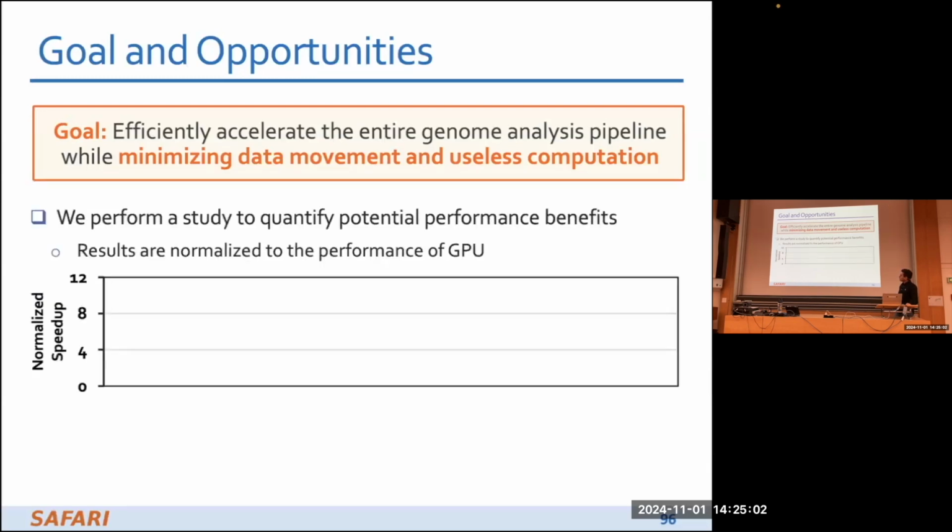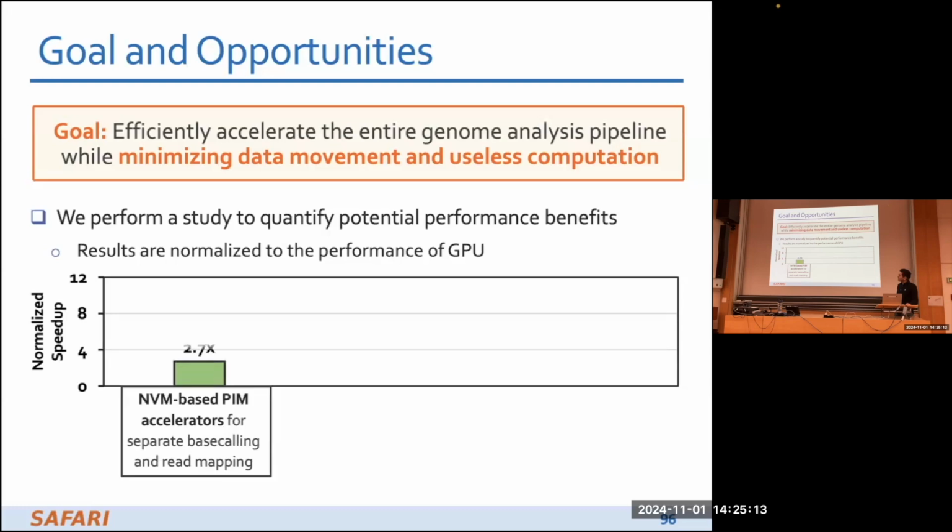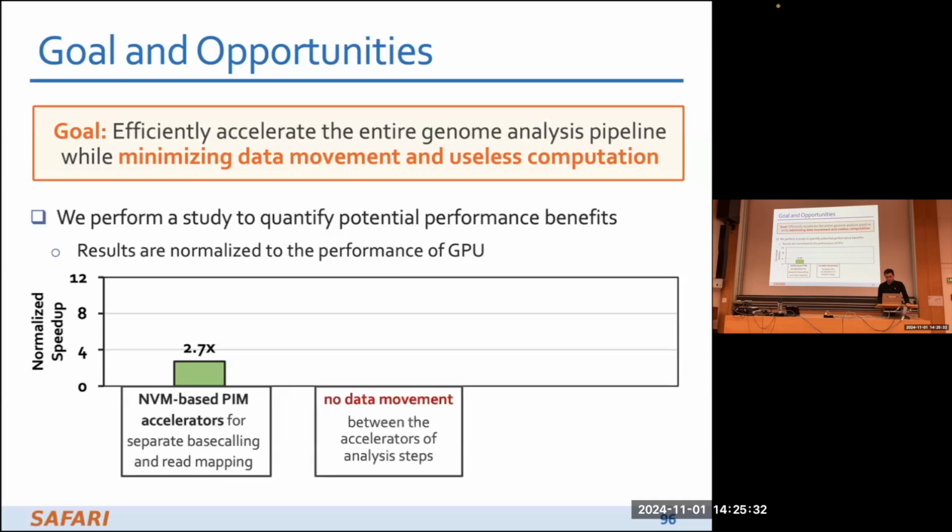So we do this motivation analysis. Here on the x-axis, we show different configurations, and on the y-axis, we have the normalized speedup, essentially compared to the no accelerator solution. Here, what we assume is that we have a PIM solution for base calling and read mapping. When we have this, what we see is that we can achieve a speedup of up to 2.7x.